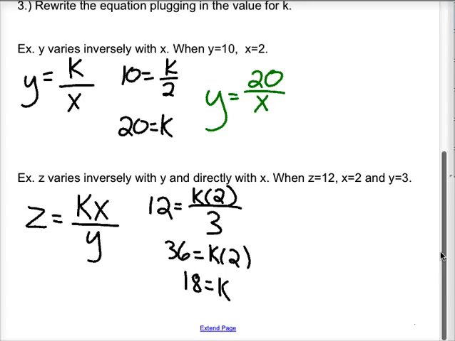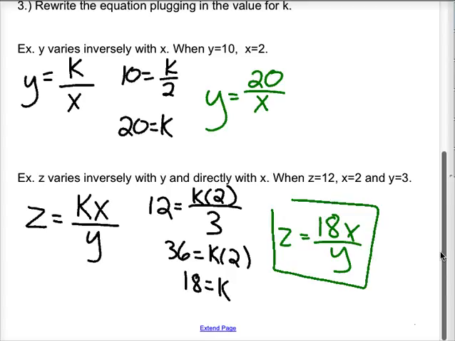And the cool thing is, now that I have that, now I can actually write my true equation. So you always go back in the end, plug that in, and that is going to be your equation. You never, ever, ever want k in your final equation. You always want to get numerically what it is and then plug that in. All right?